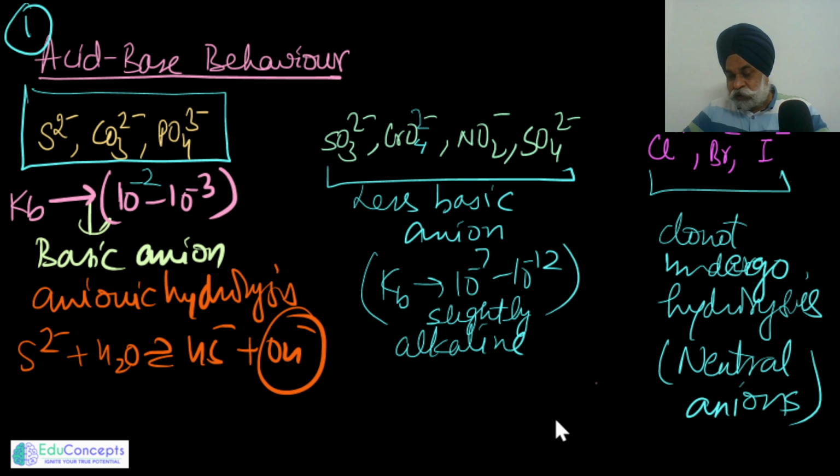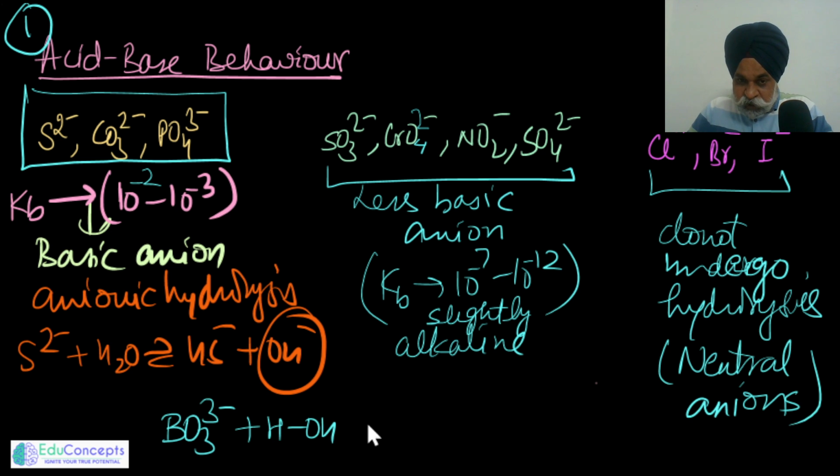So these salts would not react with water. First, you need to see that some of the anions are basic, some are slightly basic. And as a matter of fact, the borate ion, when put into water, would behave altogether differently. You would add 3 water into it, I would write 4 water into it.